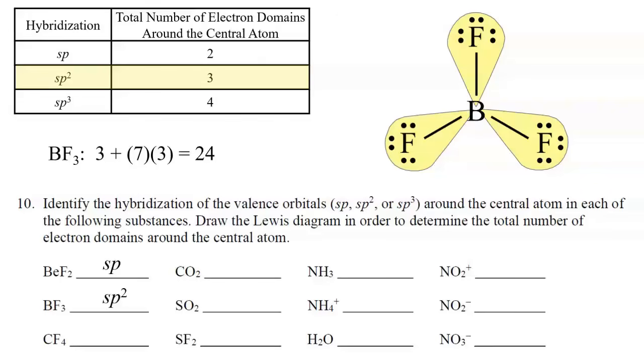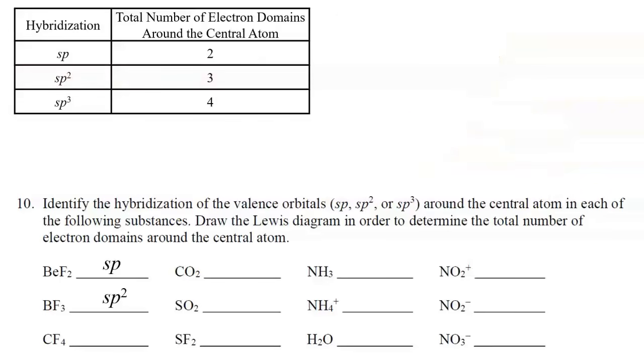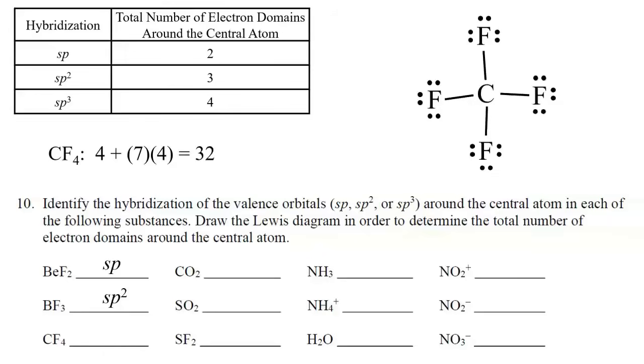Our next example is carbon tetrafluoride, CF4, 4 for carbon, 7 for fluorine, times 4, that's a total of 32 valence electrons. Here's the Lewis diagram, 4 electron domains, and that would correspond to a hybridization of sp3.